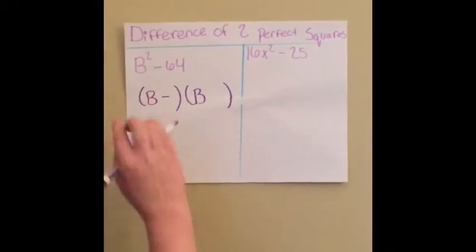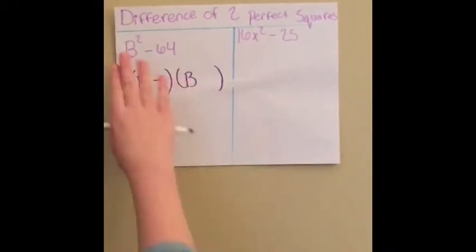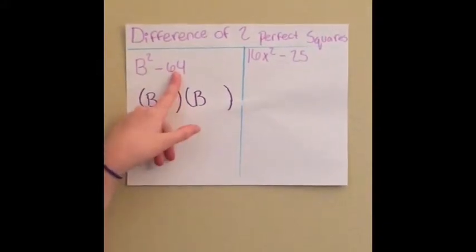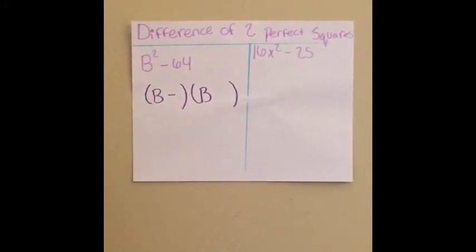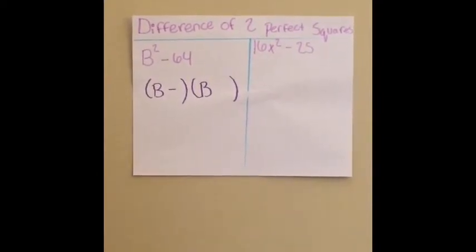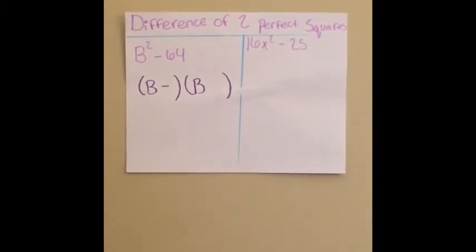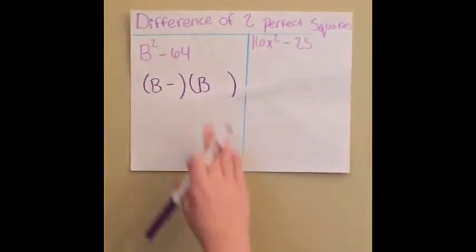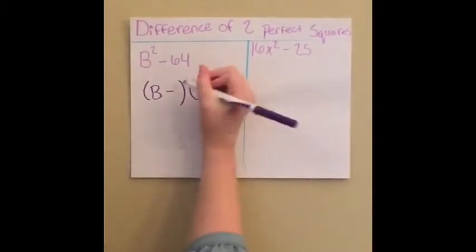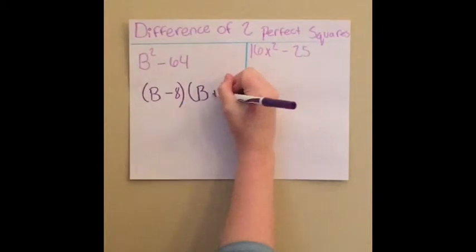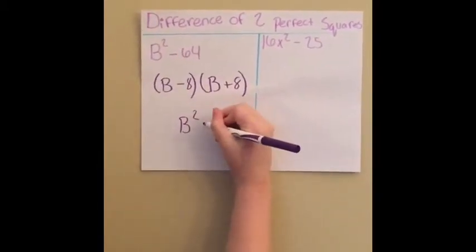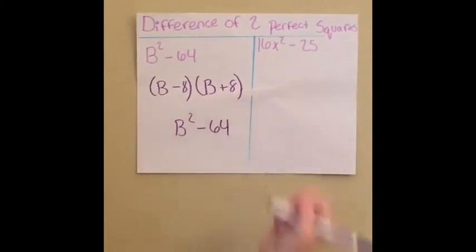So after you separate your b squared and put your 2 b's, we're going to try to find the square root of 64. So what times what equals 64? Well, I know 9 times 9 is 81, so it can't be 9. 8 times 8 is 64. But since 64 is negative, one of your numbers is going to be a negative number. So negative 8, and then positive 8. And then when you do this, you're going to end up getting b squared minus 64.